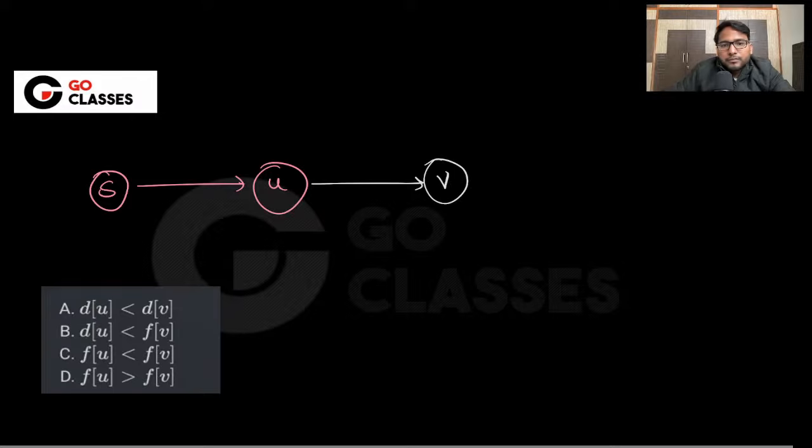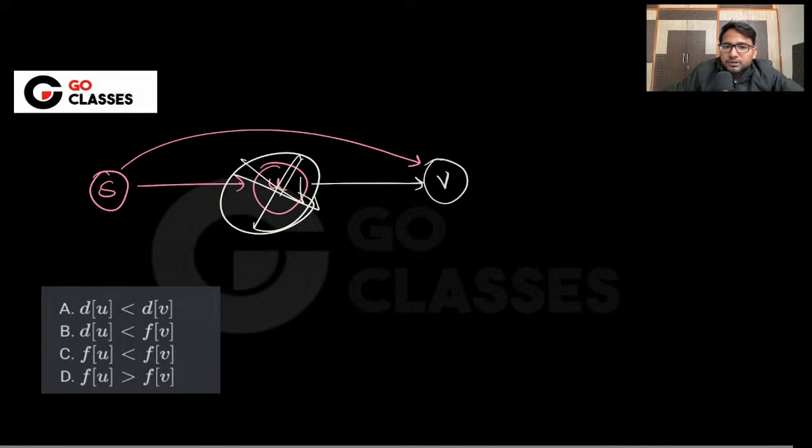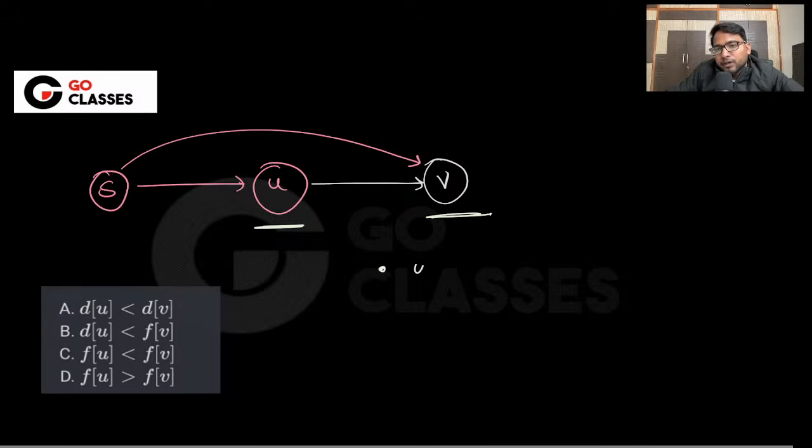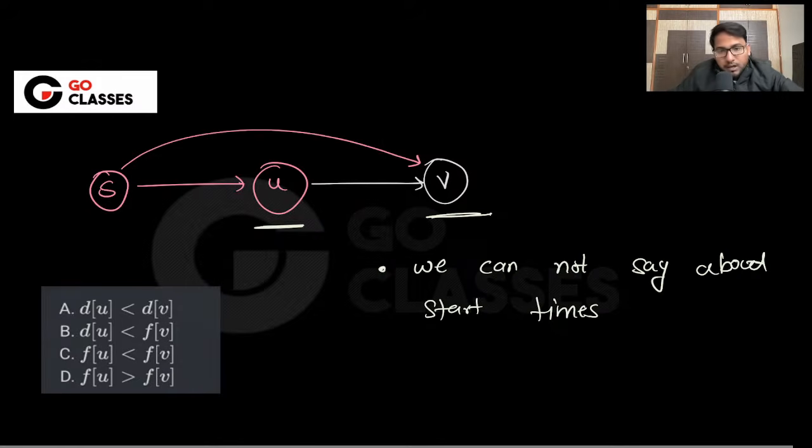See here, you only know about one edge, which is U to V. They are only asking about this edge. Okay. Now you see this here. Can you finish this U? Can you finish? See. One thing is that, can you tell me about the start time? Which start time is greater, U or V? So we cannot comment about the start time, right? We cannot say about start times. Okay. What we can say, but we can definitely comment on, we can definitely say about finish time.